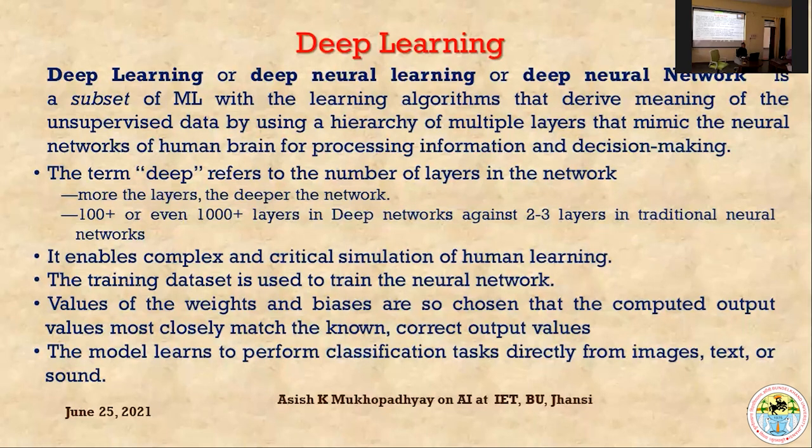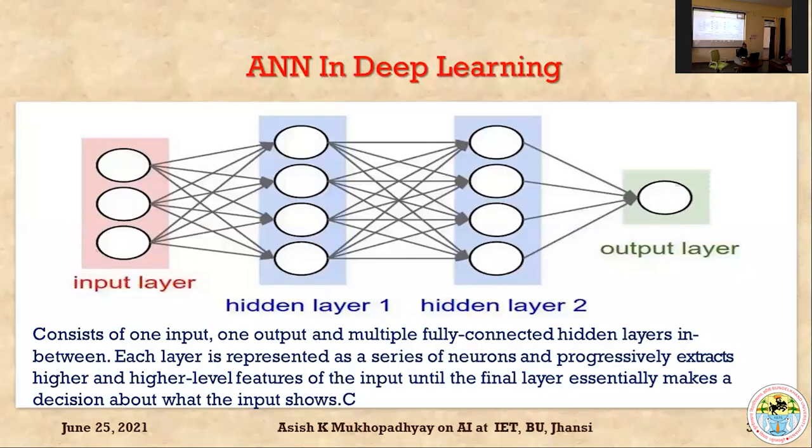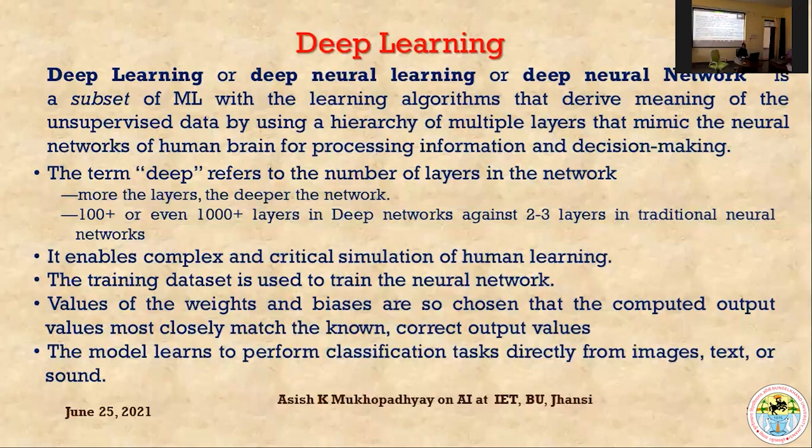Not exactly neurons, but more identification marks, and neurons will pass through there. Actually, I am telling you, these are all neurons. This is one neuron, this is one neuron, like this. All nodes are neurons. Yes, all are neurons. And the term deep refers to the number of layers: how deep it is, how many layers are there.